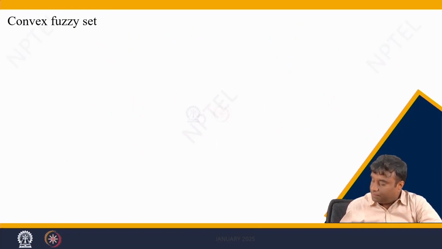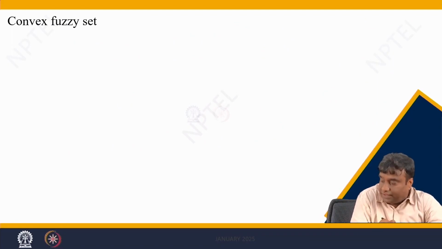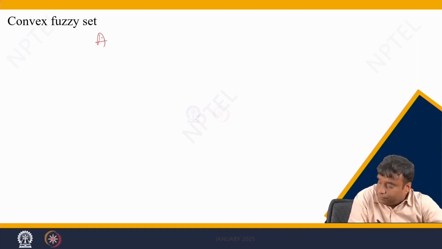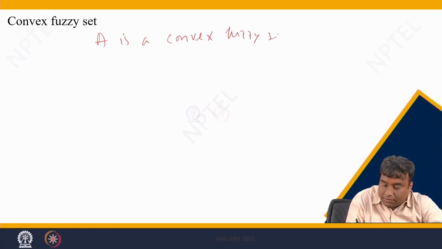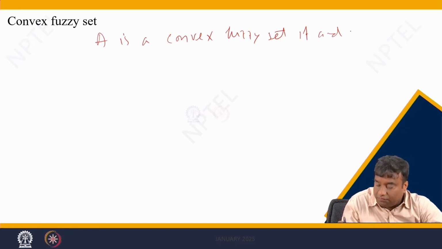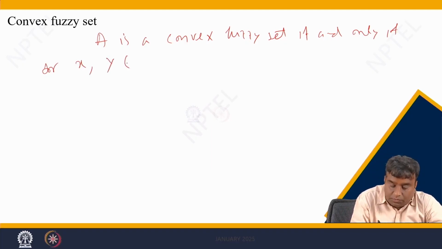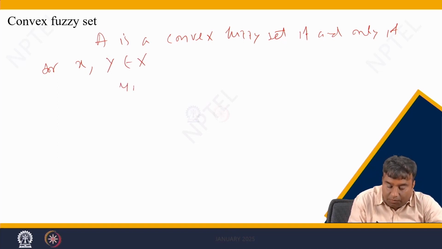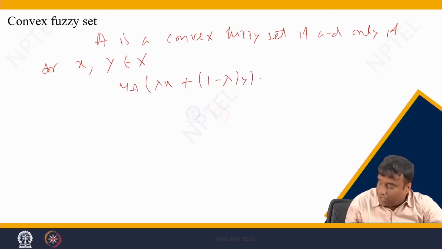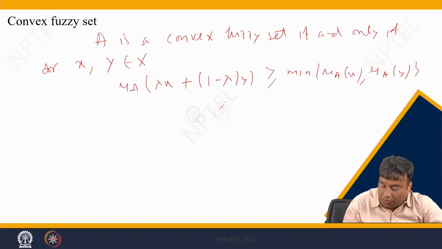Now convex fuzzy set. A is a convex fuzzy set if and only if for any two points x, y belonging to X, the membership value of lambda x plus 1 minus lambda y should be greater than or equal to the minimum of mu A x and mu A y, for all lambda belonging to 0 to 1.